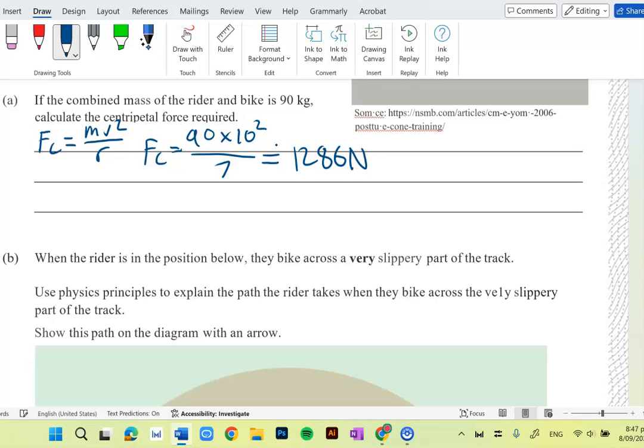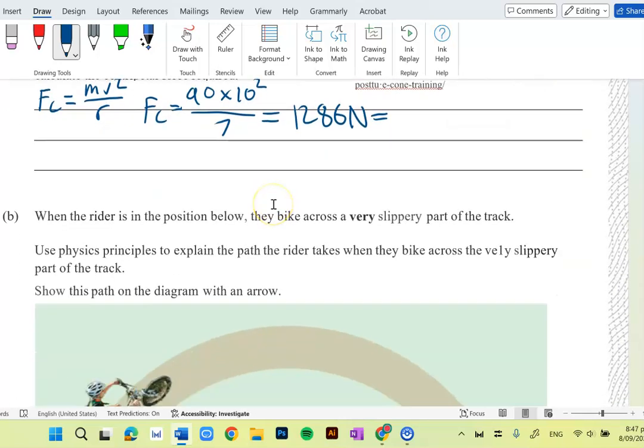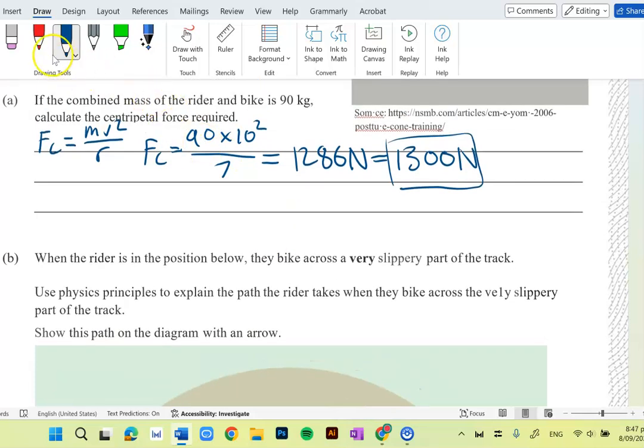That will equal 1,286 newtons, but we're going to round to the lowest amount of significant figures, which is 2 in our question. So our answer will be 1,300 newtons. And that is a simple achieved mark for us. Okay, next question.